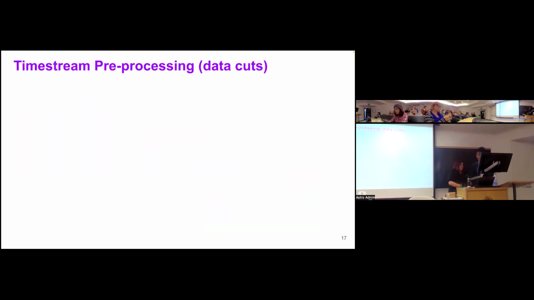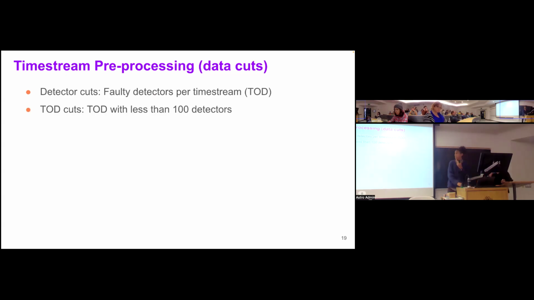Right. And so to get the best possible CMB maps, we need the best possible time streams. Part of pre-processing the time streams, or preparing them for the maps, is data cuts. There are 3 different types of data cuts. First, detector cuts, where faulty detectors, so detectors that you either see in different terminals or have unusually low or high noise, are cut from the time streams. We have TOD cuts, where TODs that have less than 100 detectors that pass the detector cuts are fully cut.